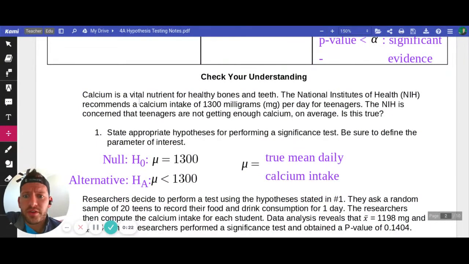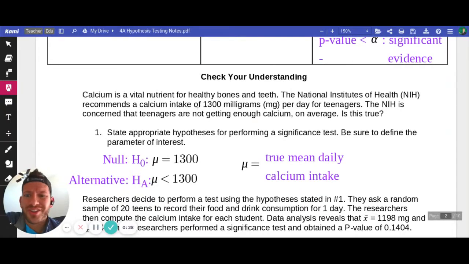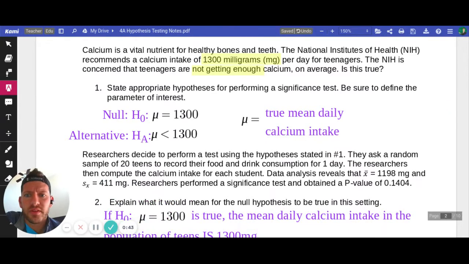So calcium is a vital nutrient, and we said that the NIH recommends a calcium intake of 1,300 milligrams per day for teenagers. The NIH is concerned that teenagers are not getting enough calcium on average. Is that true? So our null hypothesis is kind of what was first stated by the NIH, that the true mean, mu, is 1,300. And alternatively, that the mean that teens are taking of calcium daily is less than 1,300. So that's our null and alternative hypotheses.